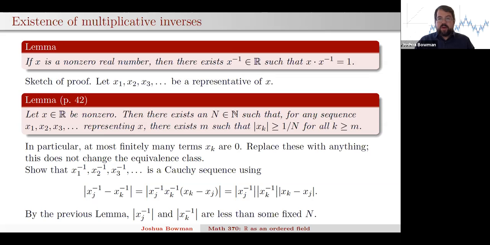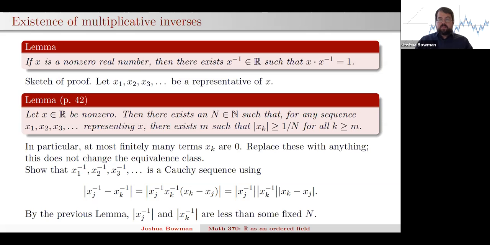We're going to choose some representative of the real number we started with. The real number we started with is non-zero. And then there is this lemma, which we proved last time, which says if you have a non-zero element, then there is some natural number N, so that given any representative sequence of your real number, there is some point in that sequence, we could say m, where the absolute values of the terms are greater than or equal to 1 over N for all subsequent terms in the sequence.